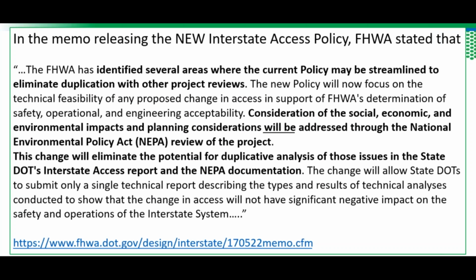So to start with, reciting a new memo which released the new interstate policy points. There's some of the language in there that FHWA has identified several areas where the current policy may be streamlined to eliminate duplication with other project reviews, and other project reviews being NEPA reviews or other planning processes. And then the memo went ahead and said that consideration of social, economic, environmental impacts and planning consideration will be addressed through the NEPA review of the project.